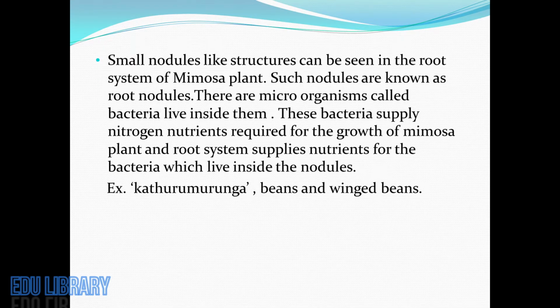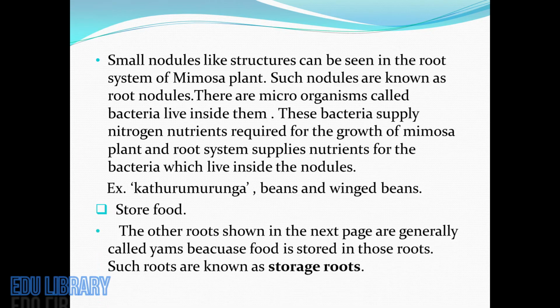Small nodule-like structures can be seen in the root system of the mimosa plant. Mimosa means Midicumba. Such nodules are known as root nodules. There are microorganisms called bacteria living inside them. These bacteria supply nitrogen nutrients required for the growth of the mimosa plant, and the root system supplies nutrients for the bacteria which live inside the nodules. Examples: katurumurunga, beans and winged beans.